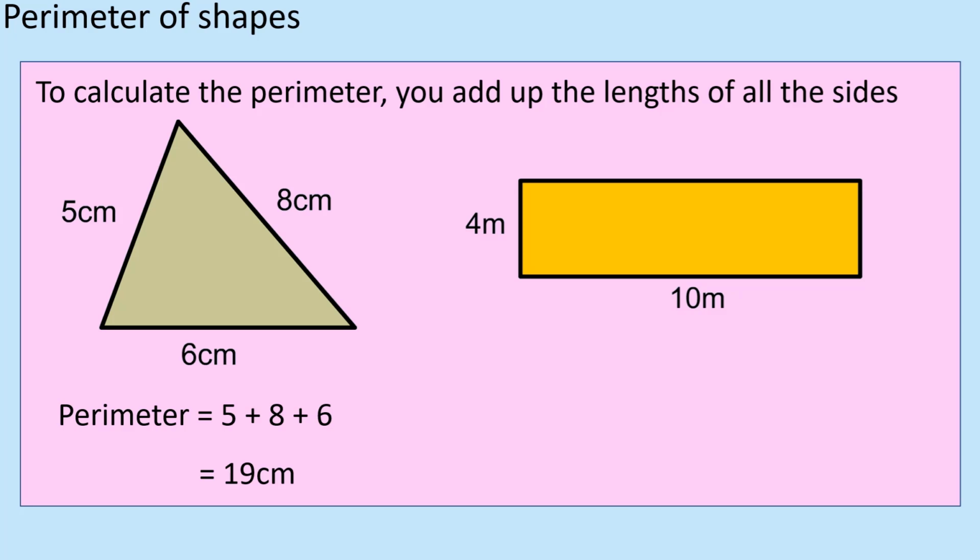But they may give you something where they expect you to know the properties of shapes. So hopefully you would recognize that this is a rectangle where the opposite sides are both the same. So the perimeter of this one would be 10 and 10 and 4 and 4. I need to add all those together, which is going to give you 28.